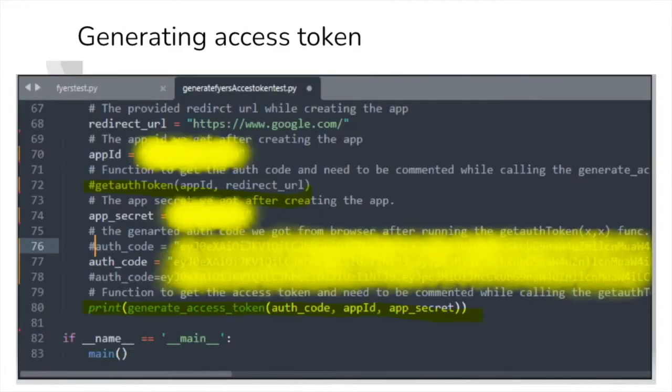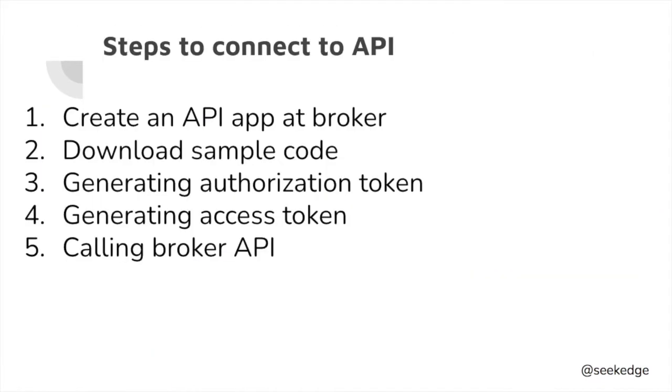So that's the 5 steps. I'll just summarize it once again. First step, create an API app. That's very simple. Give any redirect URL, like your localhost URL, or it can be google.com URL, and then create an app, give a name to that, and then you will get the secret ID and the app ID. Save that, copy that and keep it in Notepad.